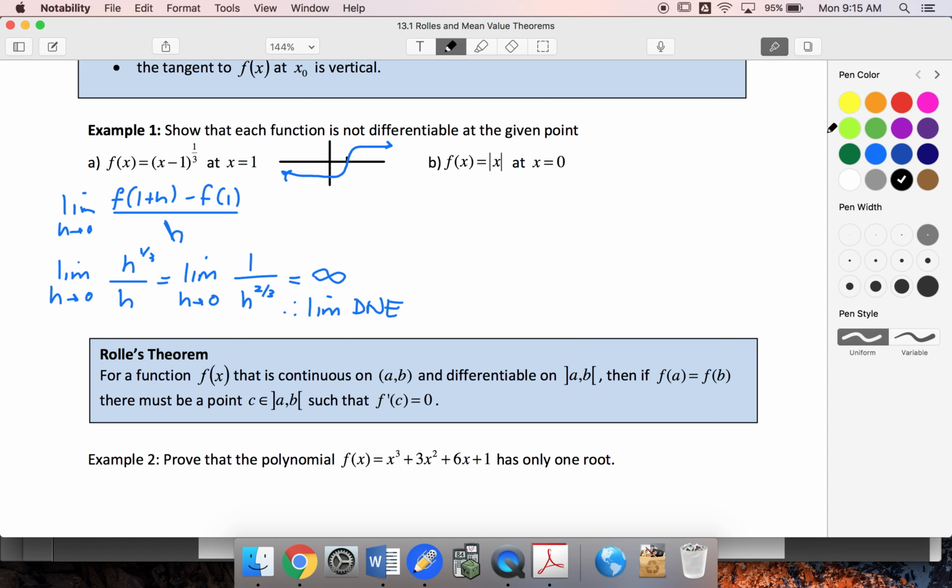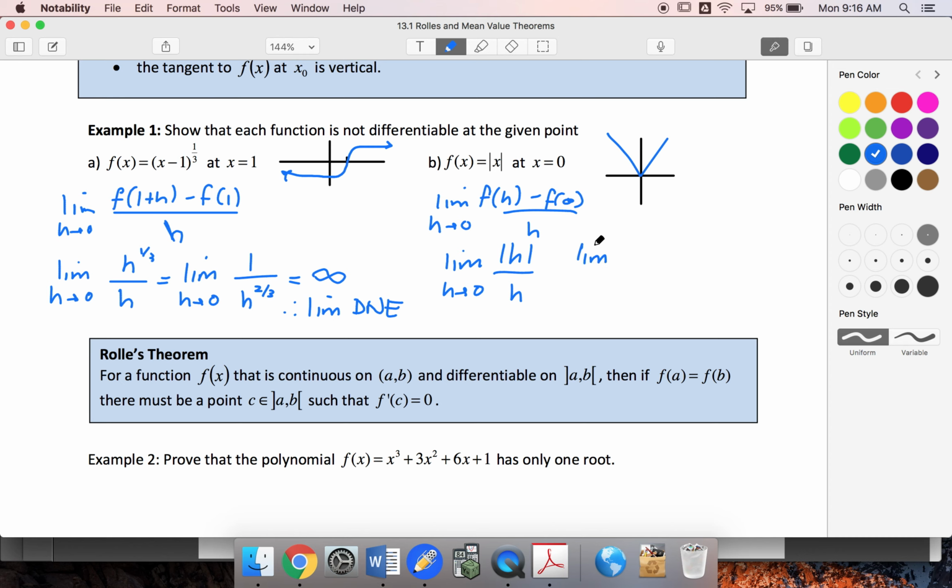Now I've got my absolute value graph. So if we think about this, we know that this looks like a V, essentially. So let's put in our graph. Okay, let's use our limit definitions. So I'll have the limit as h goes to 0, f of my x now is 0, so f of 0 plus h minus f of 0 over h. Well, this ends up giving me the limit as h goes to 0 of absolute value of h over h.